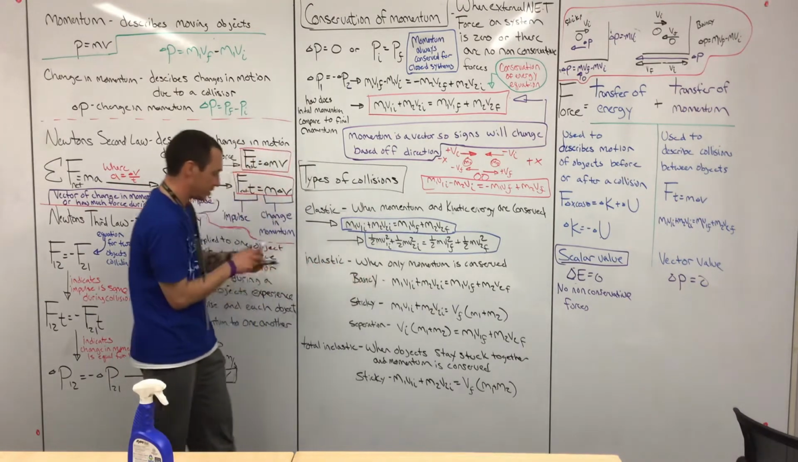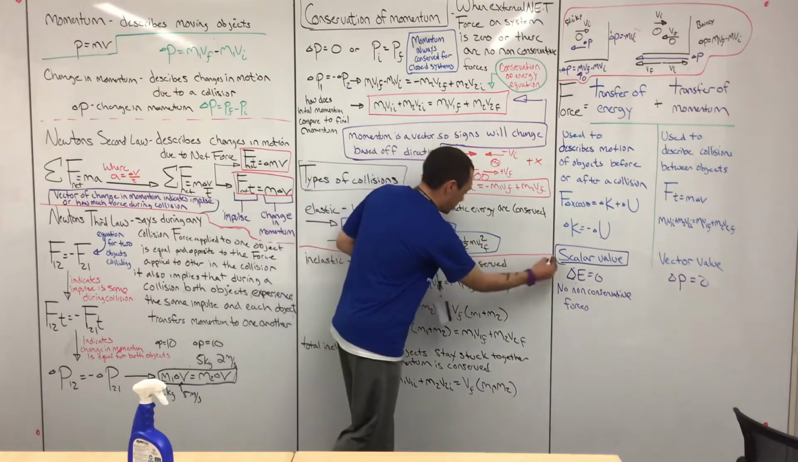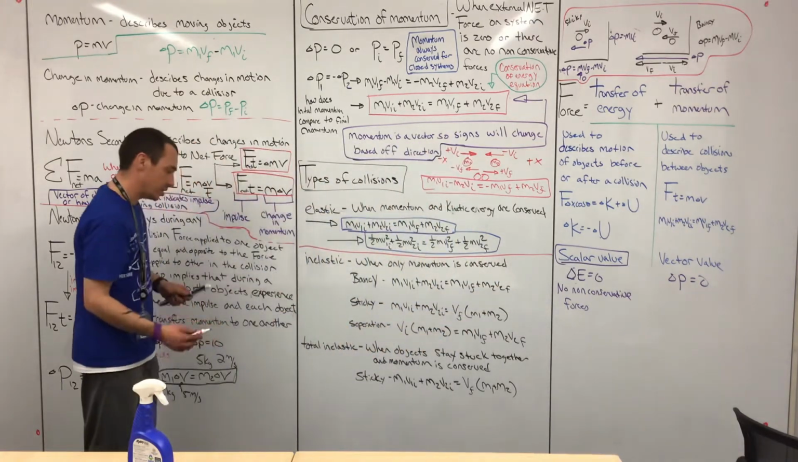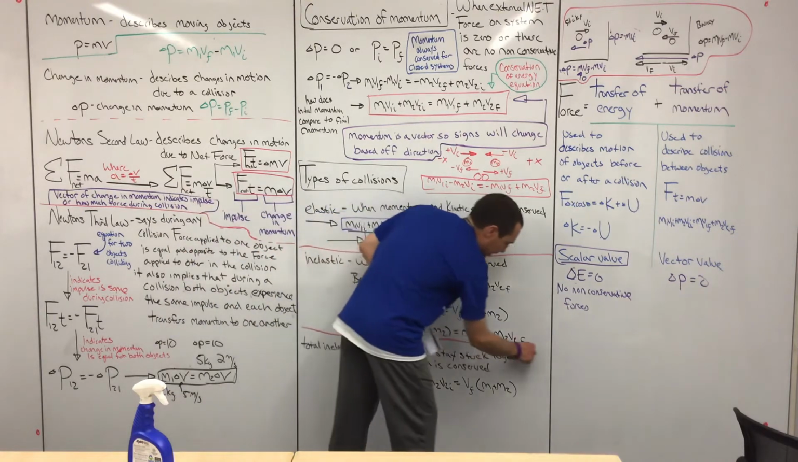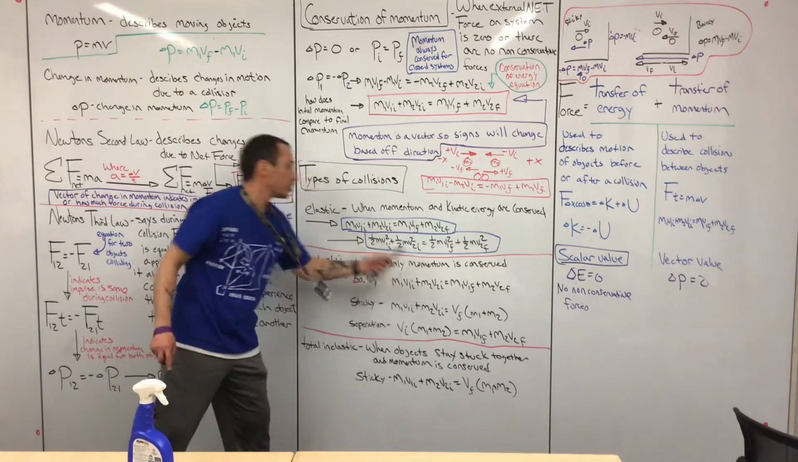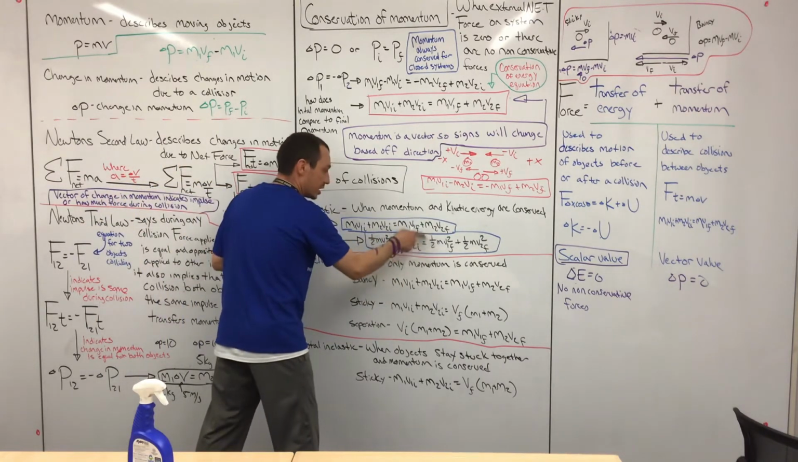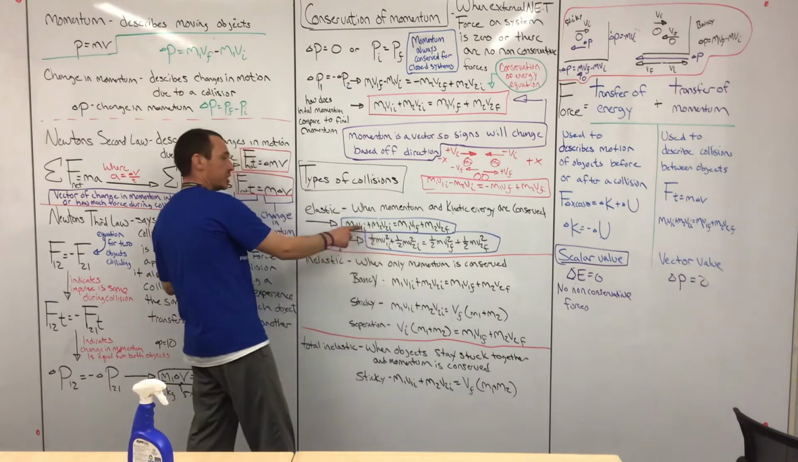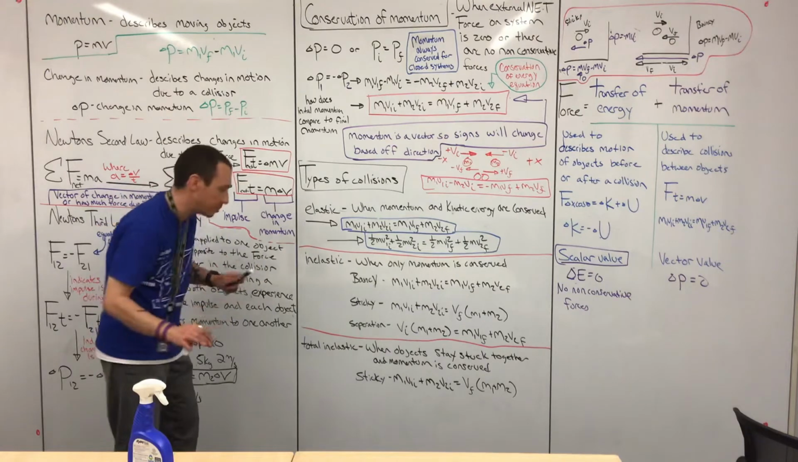Only when momentum is conserved. Make sure you can see these as well, right? So inelastic collision is only when momentum is conserved, not kinetic energy. So we only can use these momentum equations to describe the collision. That's what we mean up here too. For an elastic collision, we can use kinetic energy and momentum to describe the collision, but for inelastic, we can only use momentum, right?